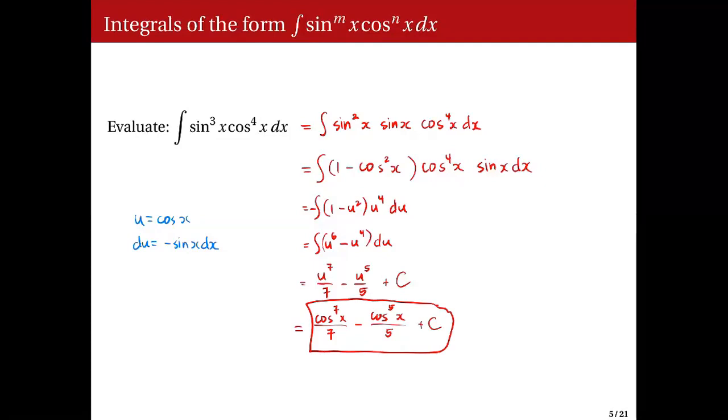Yes, question? Isn't it u to the fourth minus u to the sixth? Because of this negative here, we also distributed it. Yeah. Okay. All right. Perfect. Thanks. Okay. Other questions?